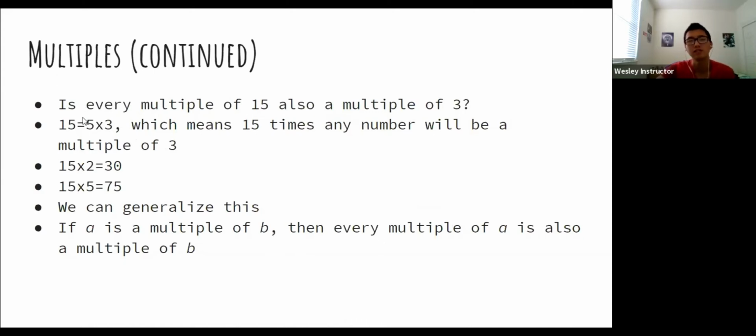So is every multiple of 15 also a multiple of 3? The answer is yes, because 15 equals 5 times 3. So if you multiply 15 by any number, the result can also be divided by 3. 15 times 2 equals 30. 15 times 5 equals 75. Both of these numbers can be divided by 3. And then we can generalize this at the bottom. If A is a multiple of B, then every multiple of A is also a multiple of B.